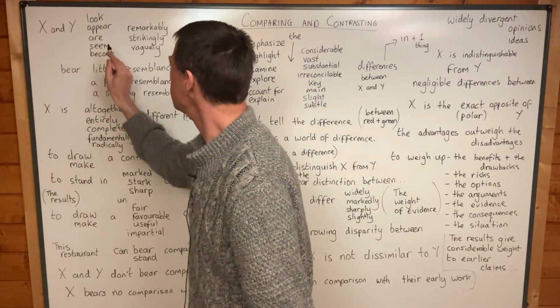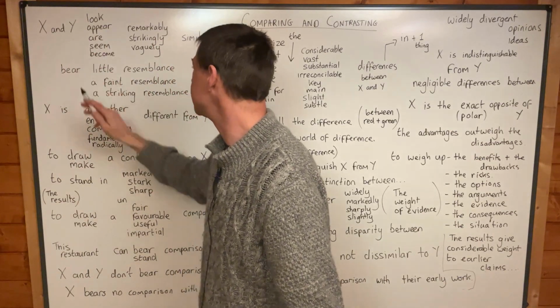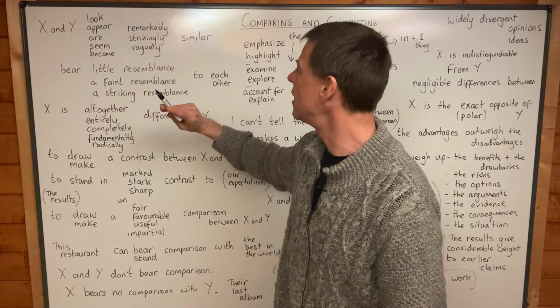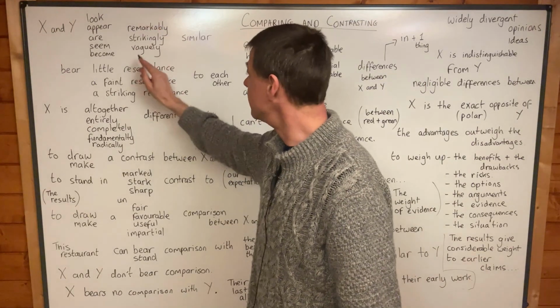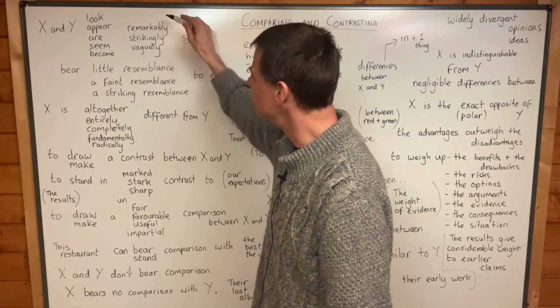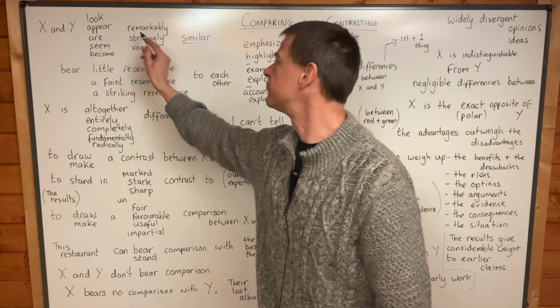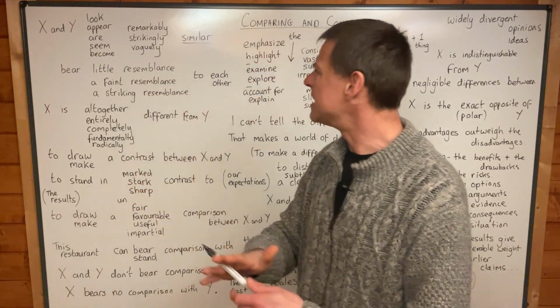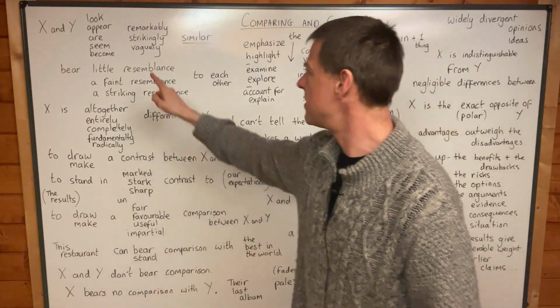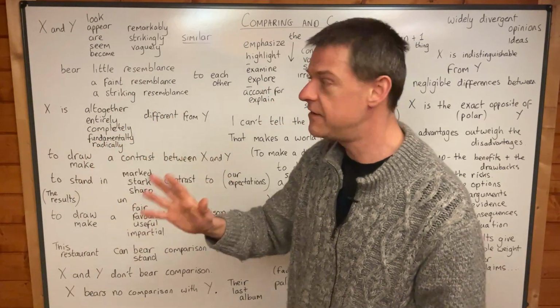X and Y look, appear, are, seem, become remarkably, strikingly, vaguely similar. So I'm trying to give you some adverbs that work with similar, and these work very well. And of course, remarkably and strikingly mean very similar. Vaguely means slightly similar. Remember this word vague: when it's not clear, it's vague.